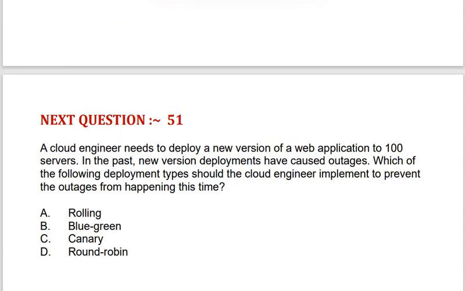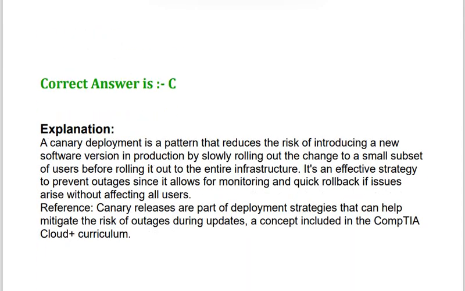Question is, a cloud engineer needs to deploy a new version of a web application to 100 servers. In the past, new version deployments have caused outages. Which of the following deployment types should the cloud engineer implement to prevent the outages from happening this time? Option A rolling, Option B blue green, Option C canary, Option D round robin. Correct answer is option C.